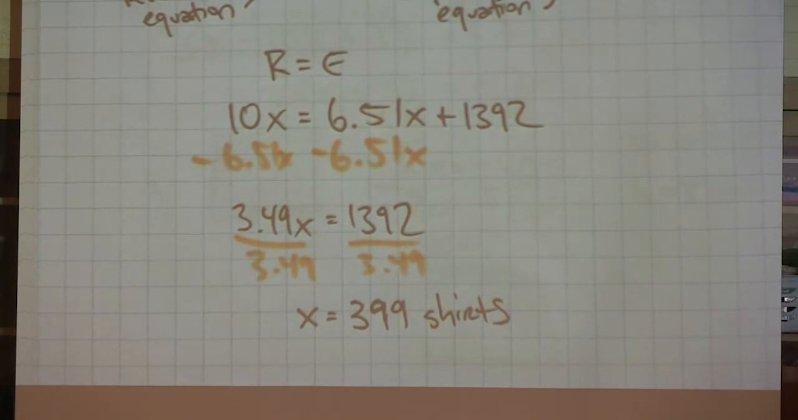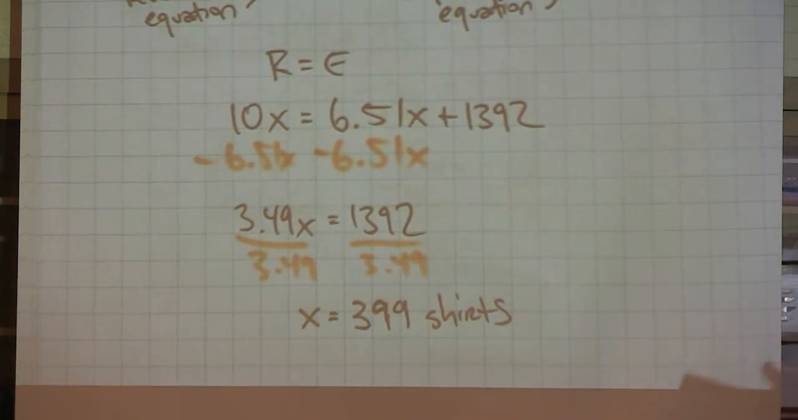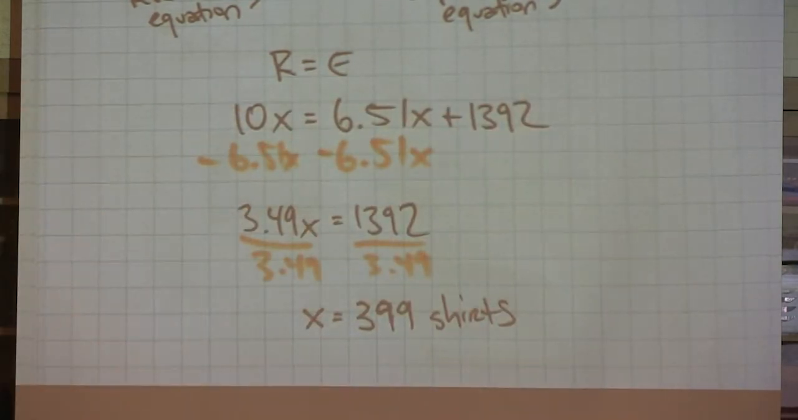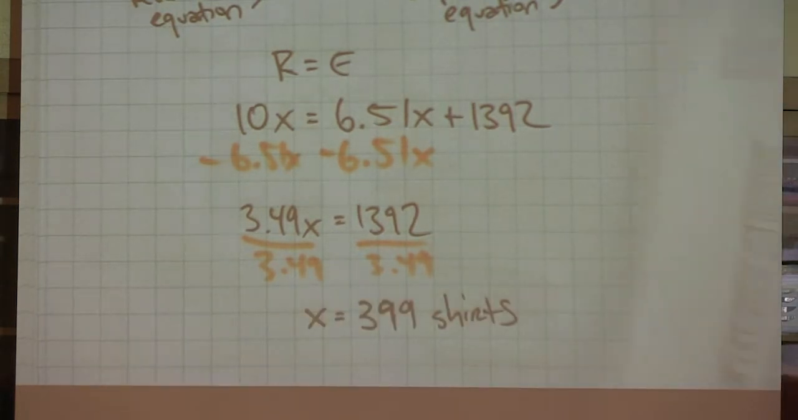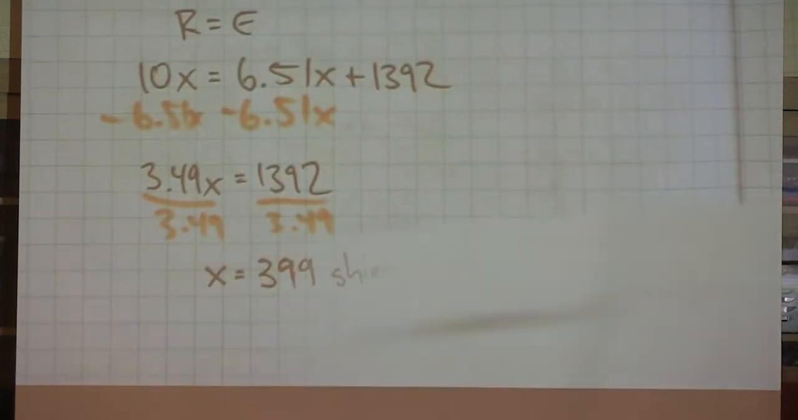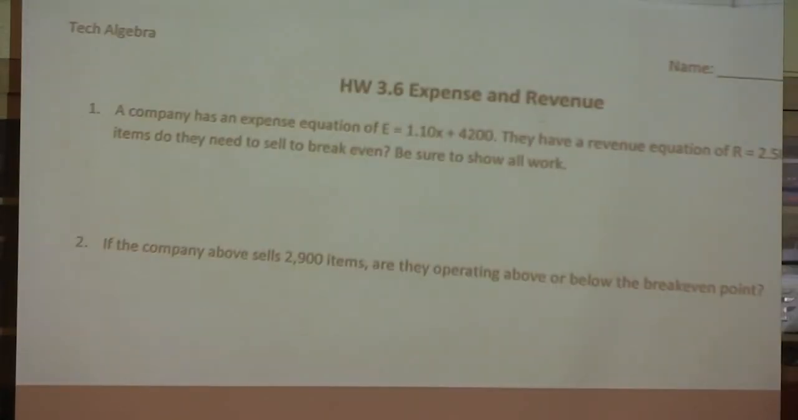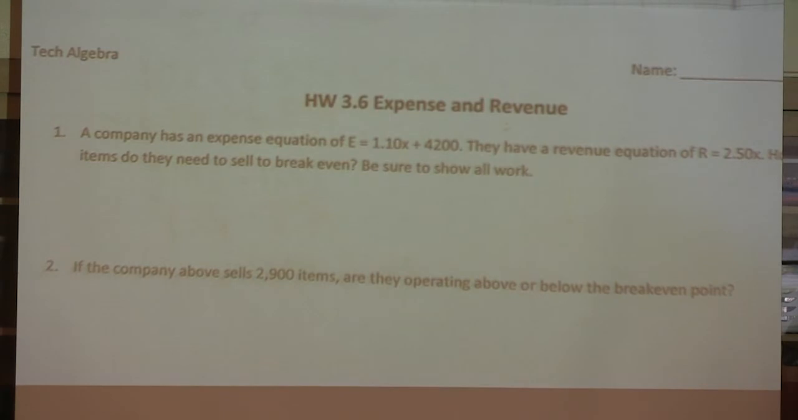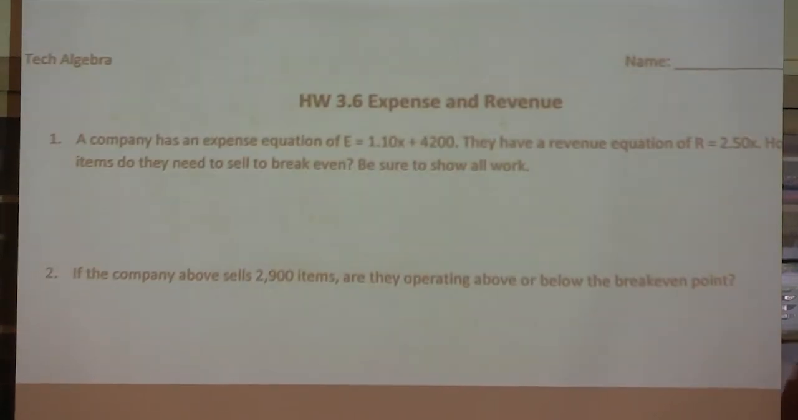That would be 399 shirts. Here's what you have right here, your homework. That first problem needs to be done and done correctly, with a stamp. When you have this first problem done, I'll happily give you a stamp so long as it is correct. If you can't finish it, you're not getting full credit.